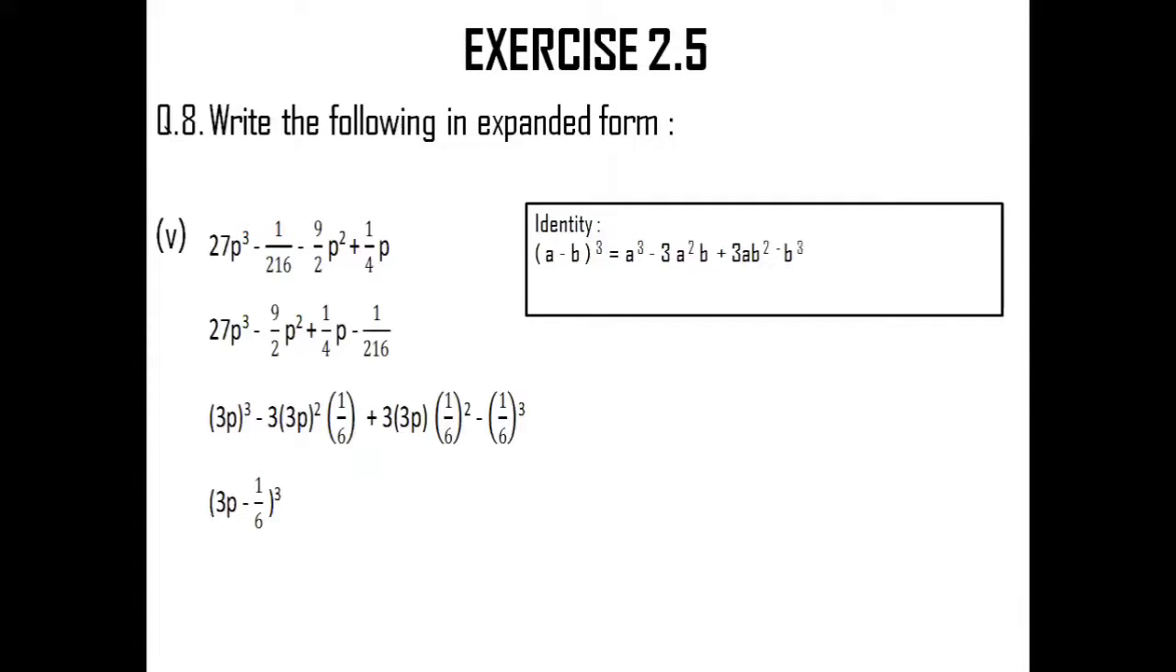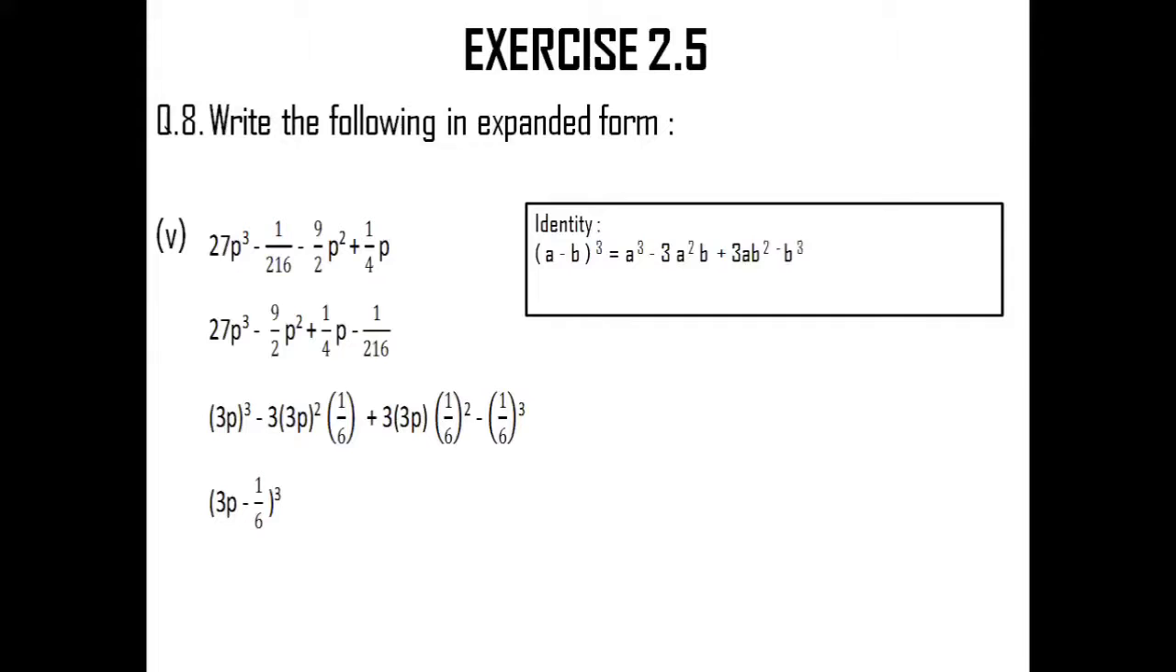Okay, so we shall try to factorize it again. The same steps. I'll first try to rearrange the question in such a way that the first and the last term are cubes. So 27p cube is written as it is. 1 upon 216, that is 216, is actually a cube. Cube of what? 1 upon 6. So minus 1 upon 216 will be written at last. And then after 27p cube, I will have minus 9 upon 2p square plus 1 upon 4p.